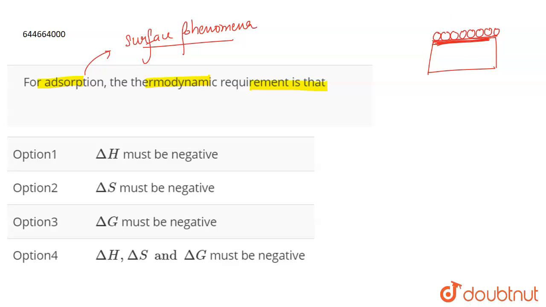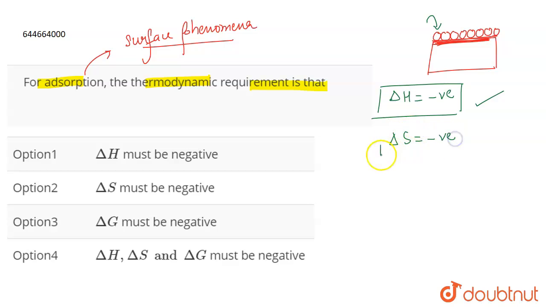So whenever adsorption takes place, it is an exothermic process, right? Delta H is negative for adsorption, right? Because whenever a molecule is adsorbed on the surface, some amount of energy is released, and it is an exothermic process. Also, entropy is negative for this process, right?